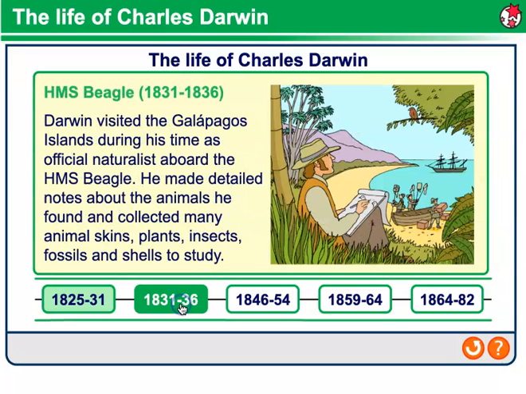From 1831 to 1836, he was the naturalist on the HMS Beagle. HMS stands for His Majesty's Ship. During this time, he visited the Galápagos Islands. He made detailed notes about the animals that he found, and he also collected specimens of animal skins, plants, and insects, along with fossils and shells while he was on this voyage. He was extremely good at keeping accurate and detailed notes.